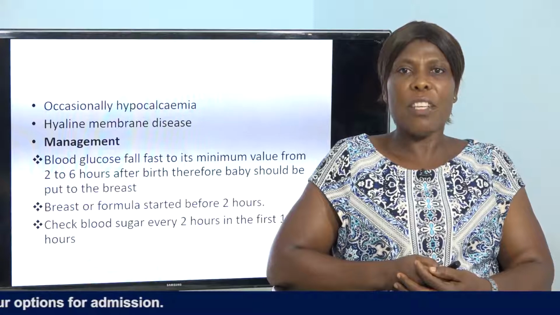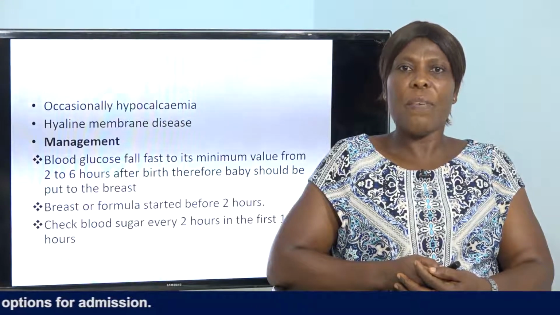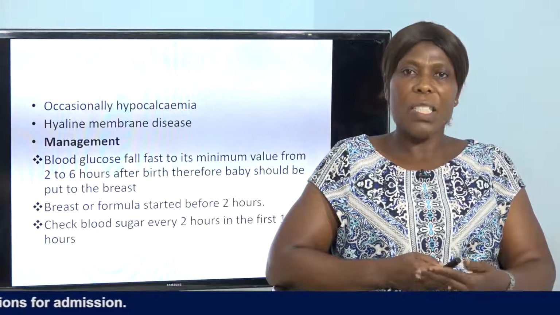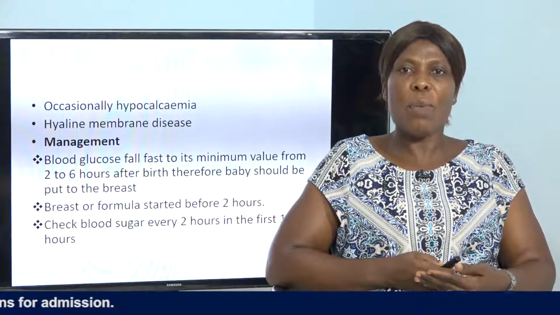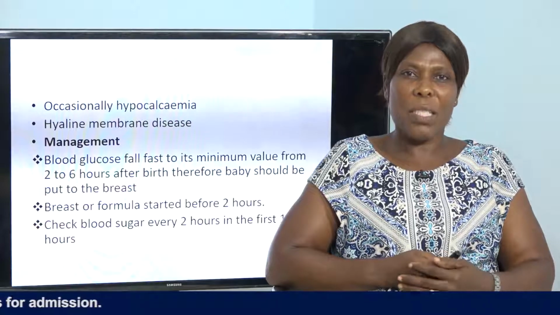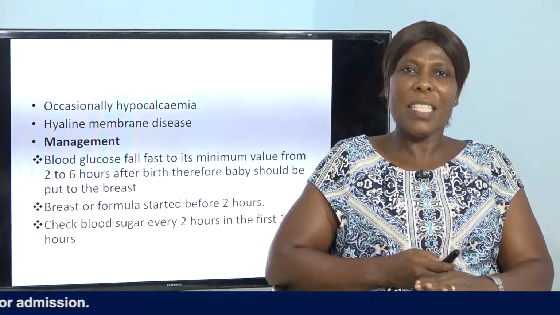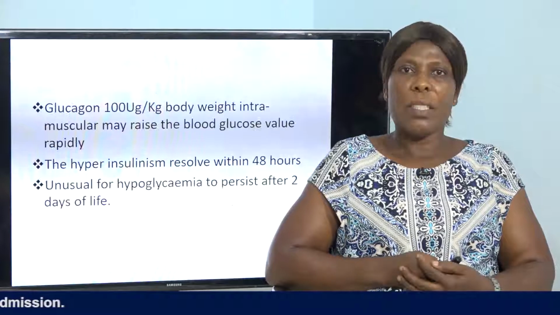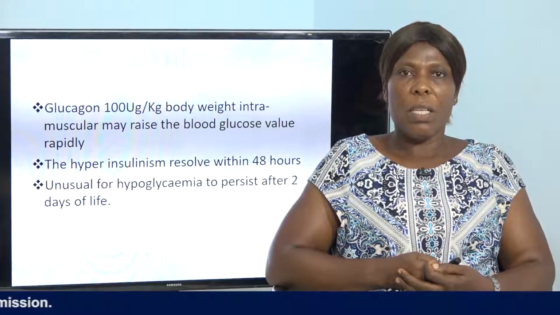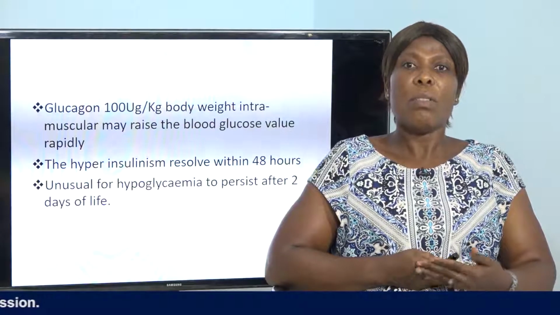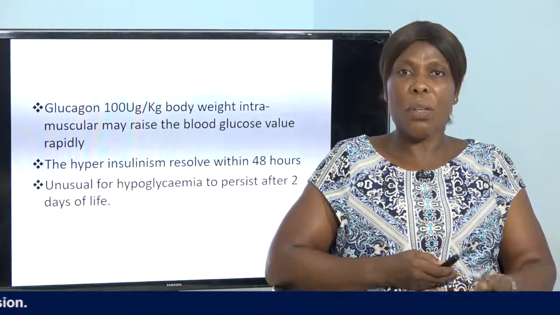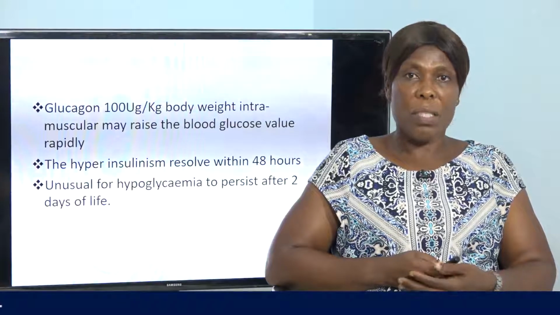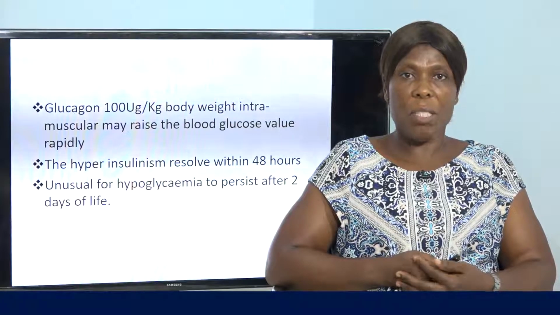You need to check the blood sugar every 2 hours within the first 12 hours. So when the baby is being born, every 2 hours, you check the blood sugar, for 12 hours. Then you can say that the blood sugar is now stable. And then you check the sugar every 4 hours. You also need to give glucagon, but we don't normally use the glucagon. First line of action is to give the bolus. We give 10% or 50% dextrose bolus to raise the blood glucose.